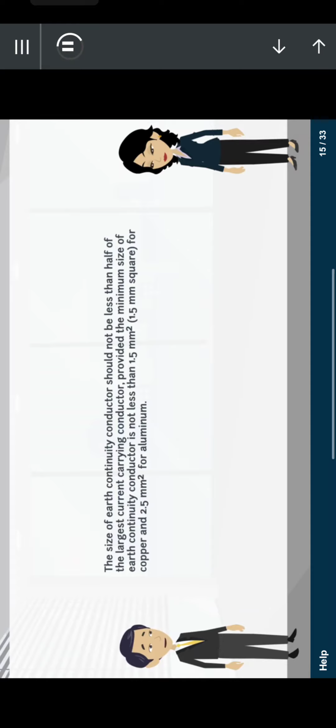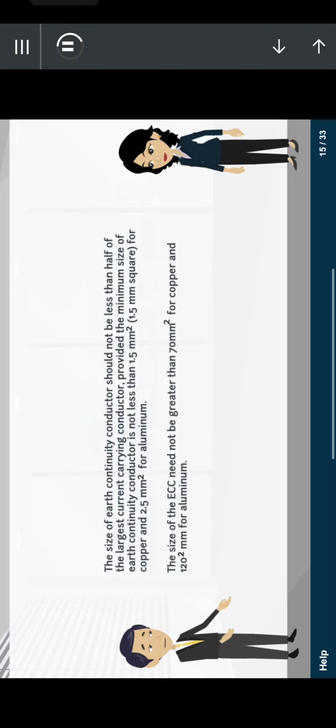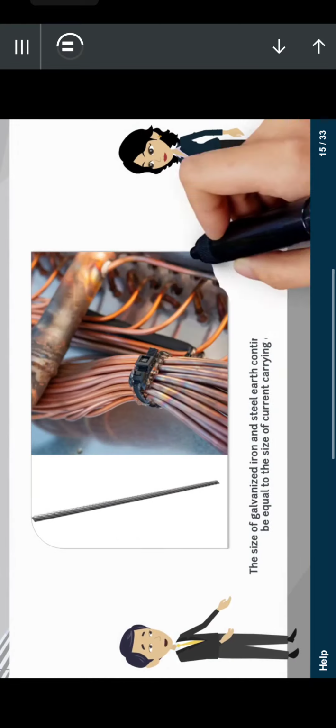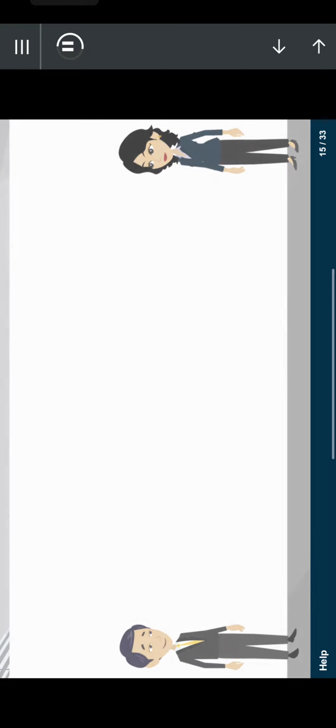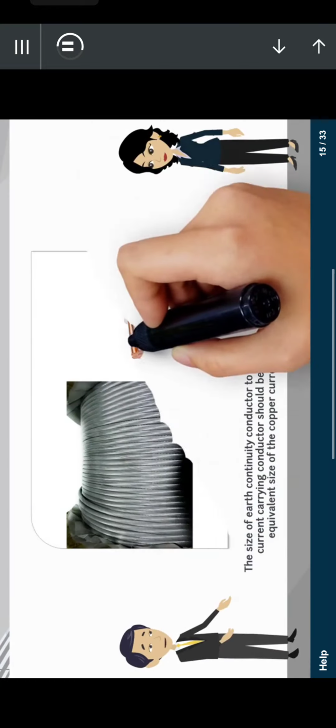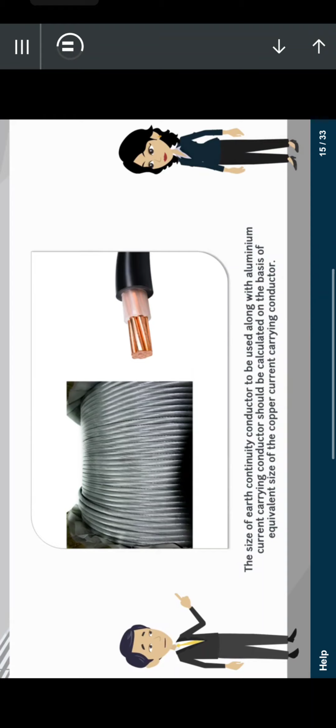mm square for aluminium, and it need not be greater than 70 mm square for copper and 120 mm square for aluminium. Regarding the size of galvanized iron and steel earth continuity conductor, they may be equal to the size of current carrying conductors. Further, the size of earth continuity conductor to be used along with aluminium current carrying conductor should be calculated on the basis of equivalent size of the copper current carrying conductor.